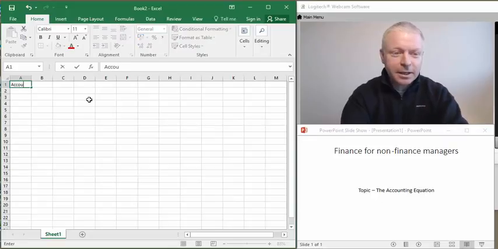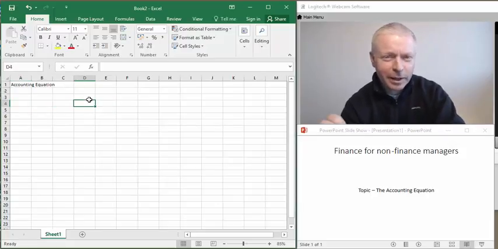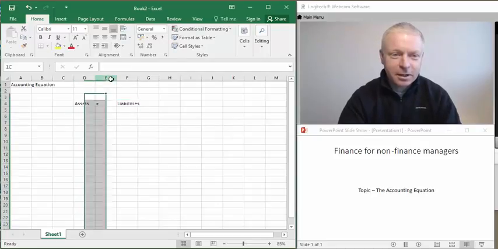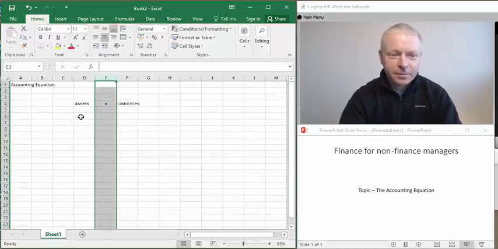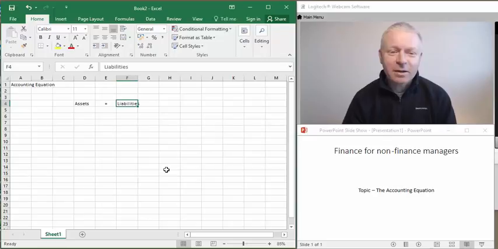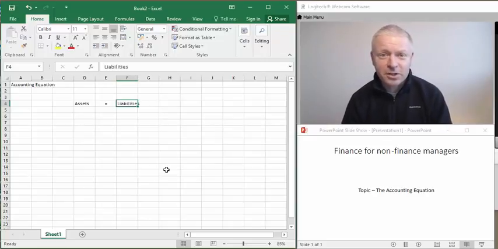We're going to talk about the accounting equation. Now, this is pretty straightforward because the accounting equation simply states that our assets must equal our liabilities. Now, that's interesting because what is an asset? An asset is something in the main that an organization owns. Then if we look at liabilities, what are they? Liabilities are something that an organization owes.